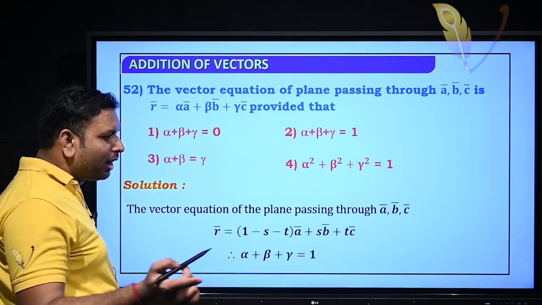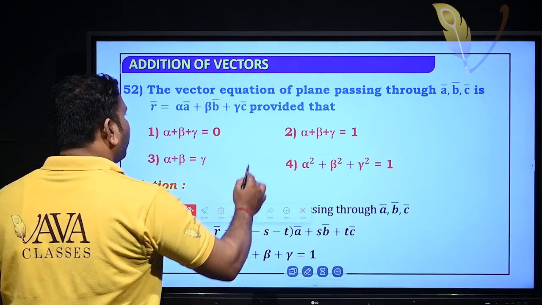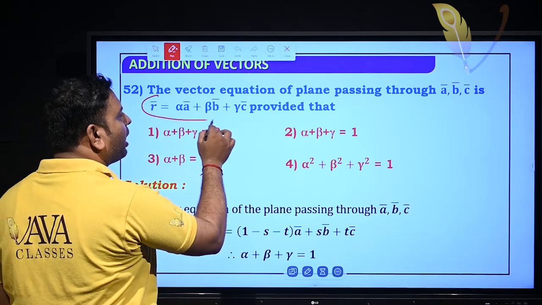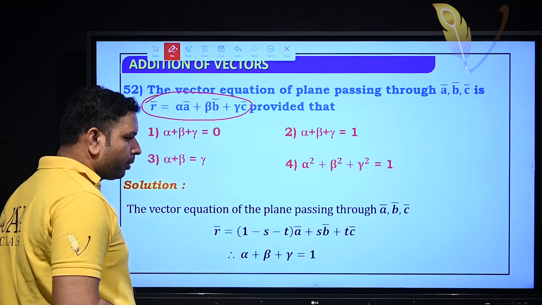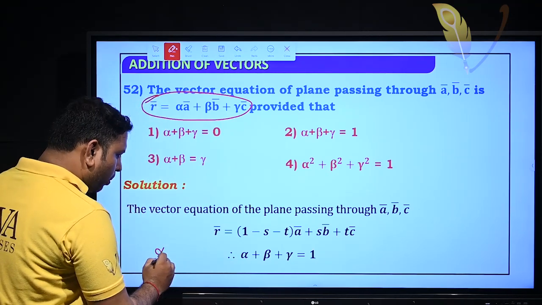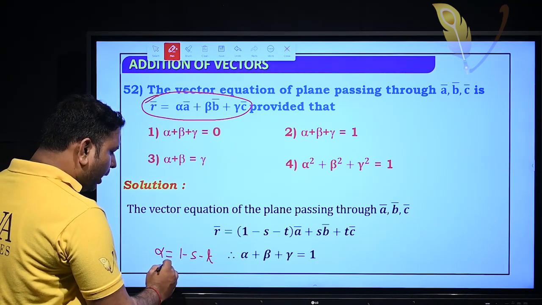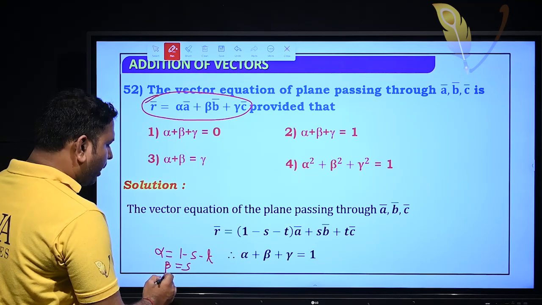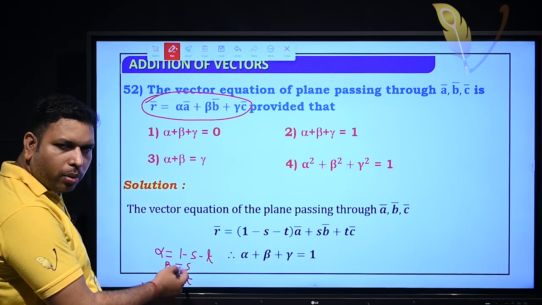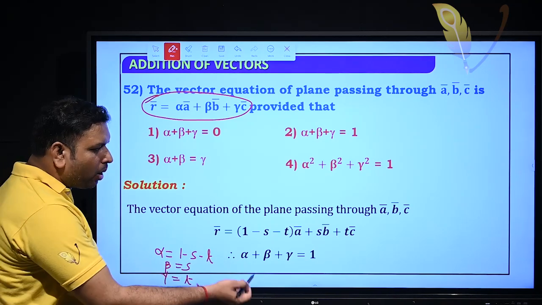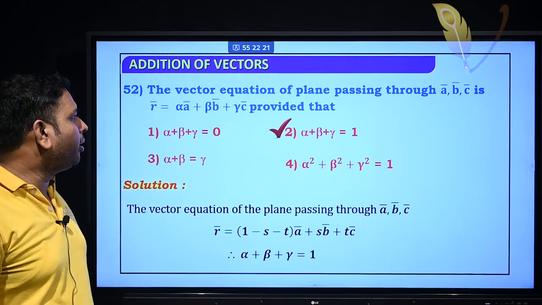the vector equation of the plane passing through A, B, C is r = (1 - s - t)A + sB + tC. But it is given that r = alpha A + beta B + gamma C. So if you compare both the expressions, we get alpha = 1 - s - t, beta = s, gamma = t. Now alpha + beta + gamma = 1. Minus s, minus t cancel. So alpha + beta + gamma is 1. So second option is the right option.